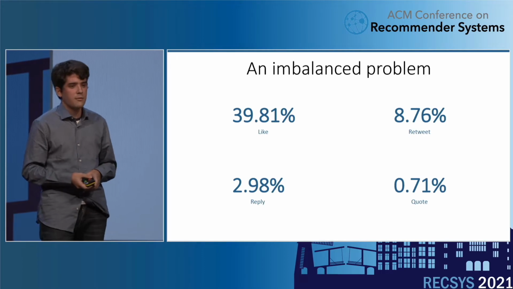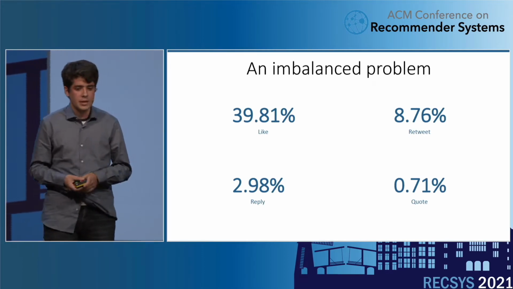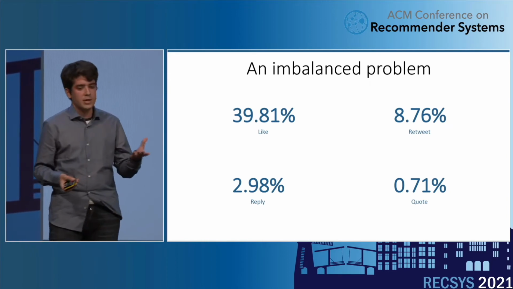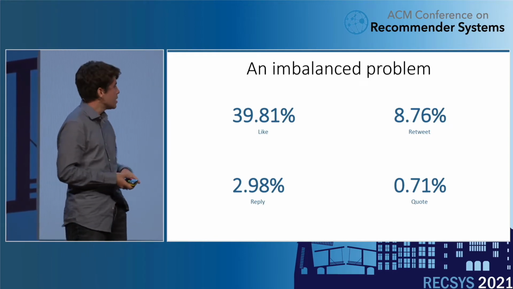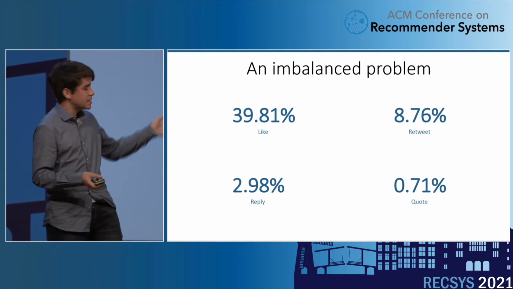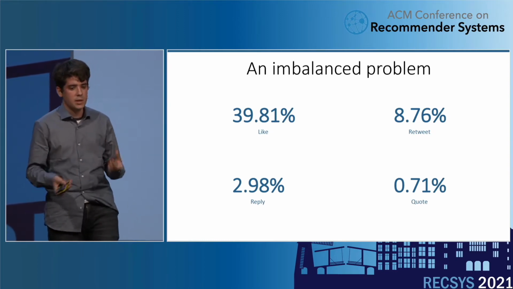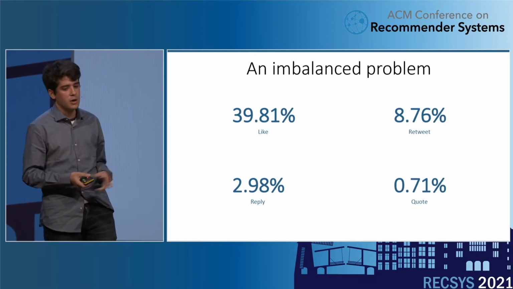So we also have the data organized as a very imbalanced problem, meaning that we have like 40% of interactions were likes. The positive interactions were organized in this way. 40% of them were likes, but less than 1% were quote interactions. So it is a very imbalanced problem, and we tried to model this behavior in our solution.